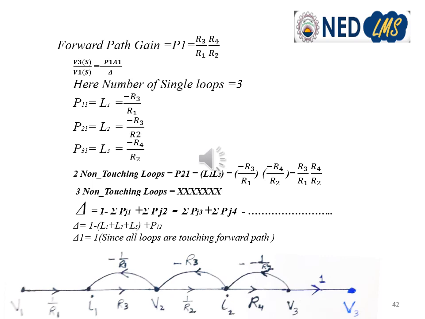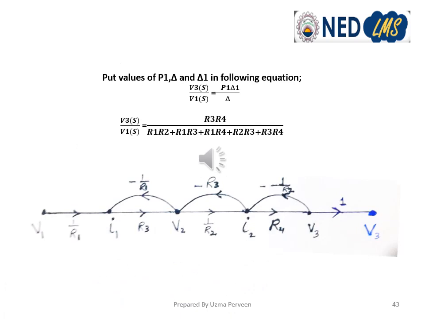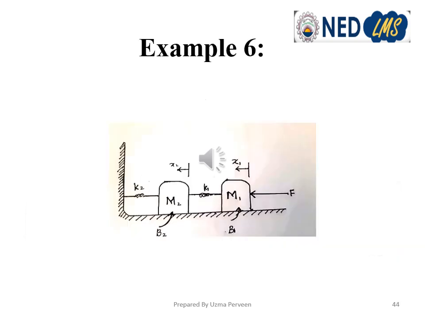We have taken the product of the branch gains of the 2 loops, and then we have put it in the formula for del, the similar formula we have used many times in the previous lectures. That is del equals 1 minus summation pj1 plus summation pj2 minus summation pj3. Here we have only summation pj1 and summation pj2, so we'll put in the values of these, and del 1 equals 1 because all the loops are actually touching forward path 1. After calculating all the values, we'll put the values of P1, del 1 and del in this formula, and then we'll get the final transfer function V3 upon V1.